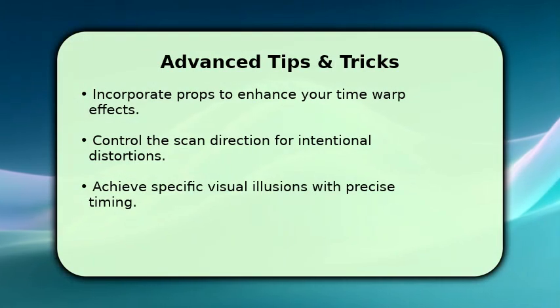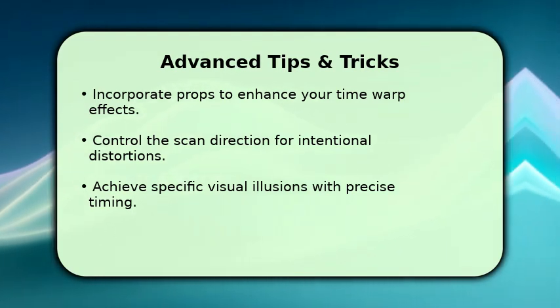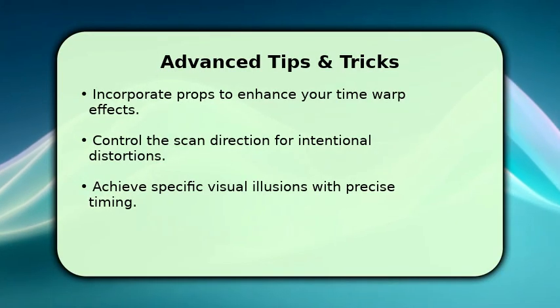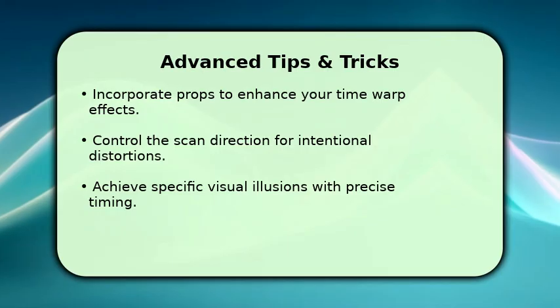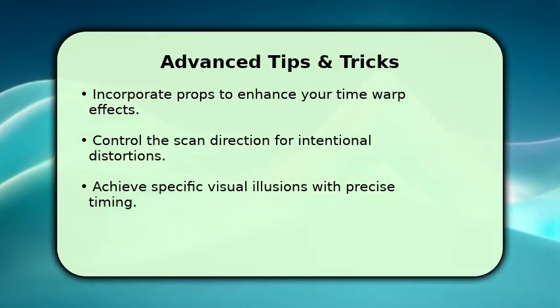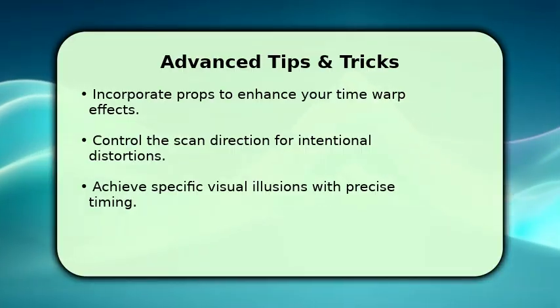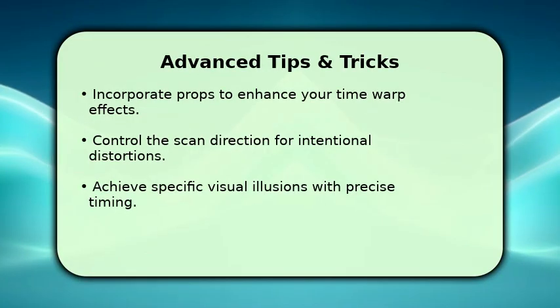Ready for some advanced tips? Try using props like a comb or a mirror to create even more dramatic distortions. You can often choose whether the scan line moves from left to right or top to bottom, giving you more control over the final look. Precise timing of your movements is crucial for achieving specific illusions, like making it appear as if your body is splitting. A steady background helps your warped subject stand out.